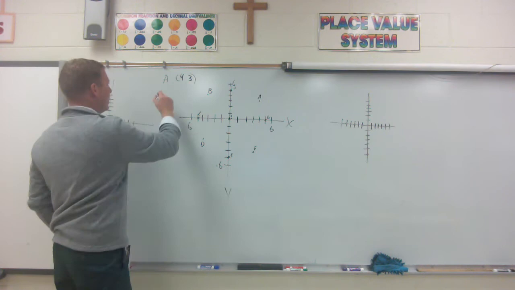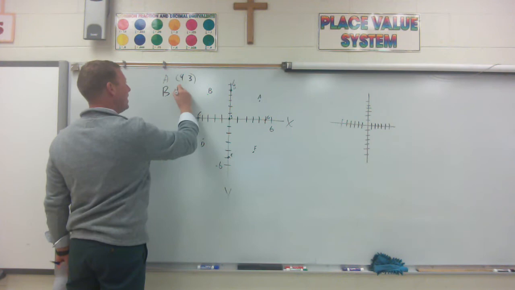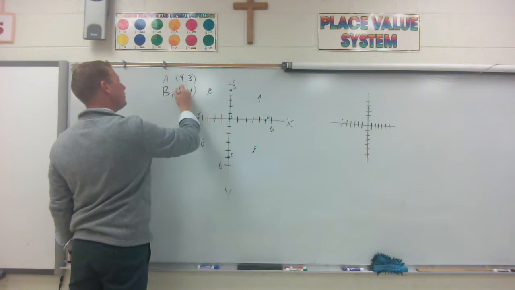Now it says find point B. The first thing I do is left to right. I'm going left, 1, 2, 3. So that's a negative 3. And I'm going up, 1, 2, 3, 4. So it's a positive 4. Put in parentheses. It's already there for you.